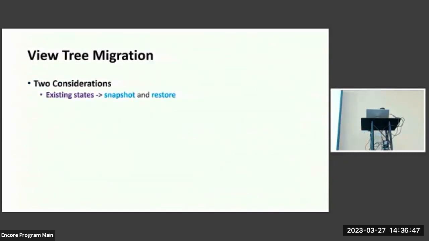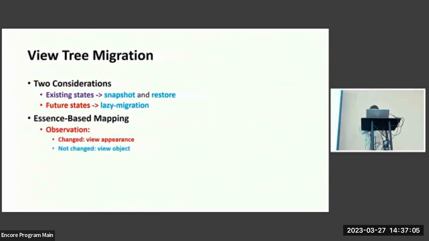And for the view tree migration, we have two considerations. The first consideration is for the current states, we should snapshot and restore them. And for the future states, we use the lazy migration. Specifically, we first build a mapping between them. The mapping is an essence-based mapping, based on the observation that when the configuration changes, it only changes the view appearance, but actually they represent the same object.